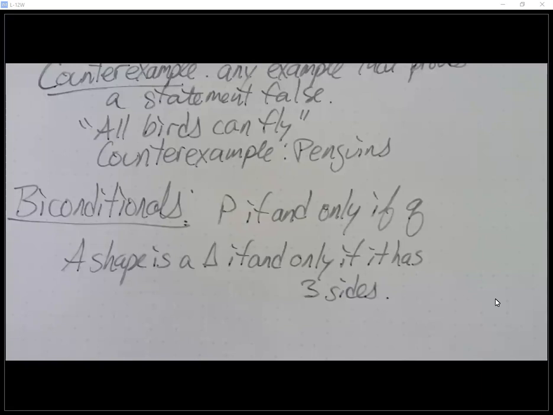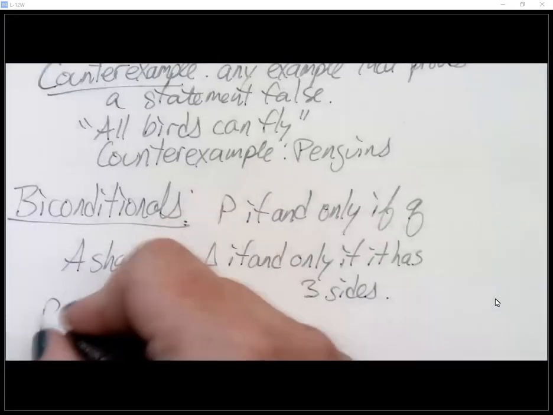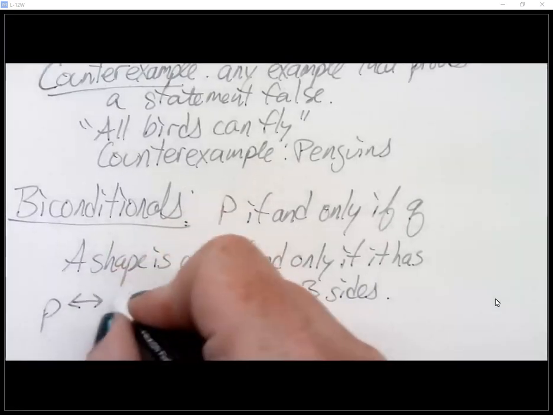Okay, this one's true though because it's true forwards and backwards. The only shape that has three sides is a triangle. And if it has three sides, it's got to be a triangle. So I can work both ways. So that's going to be true forwards and backwards. Symbolically, biconditionals, because you can go forwards and backwards, look like this. They have a double-headed arrow between the P and the Q.